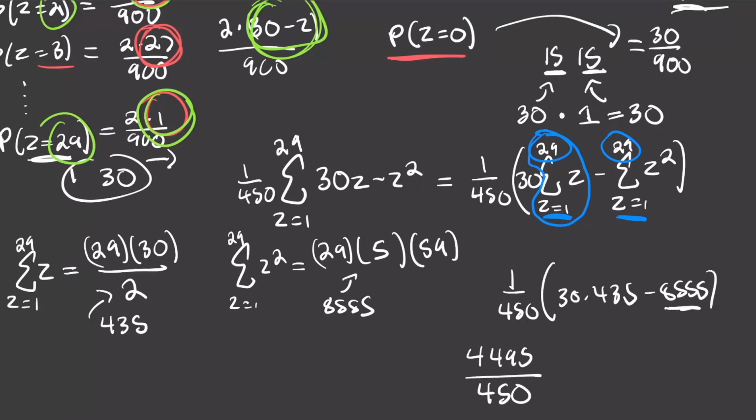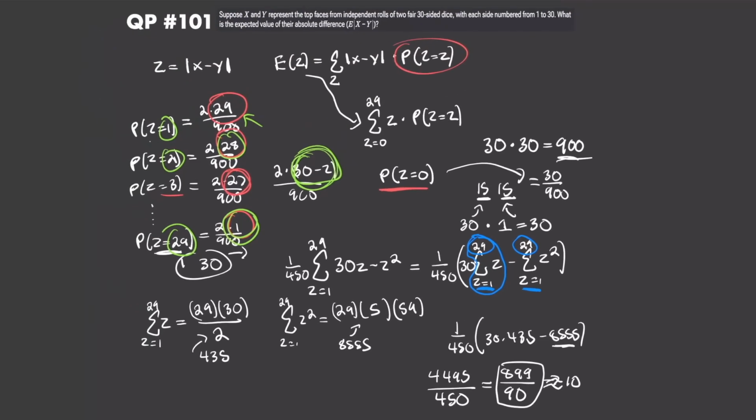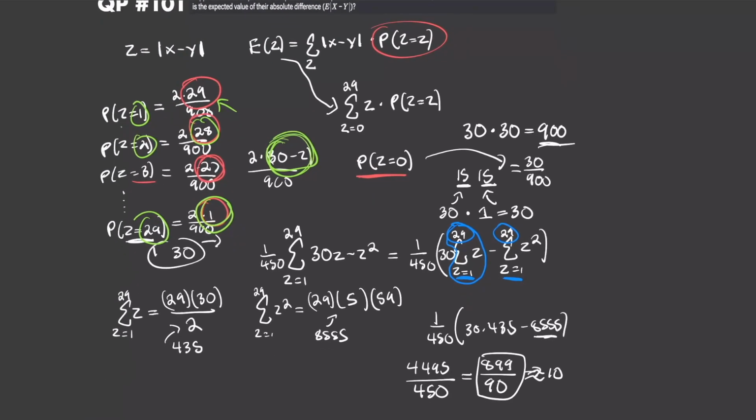Now to get this in lowest terms, I can divide both top and bottom by 5, and when I do that, on top I'm going to get 899, and on the bottom I get 90, which is going to be in lowest terms, and this is roughly 10. It's pretty close to 10, 9.98. So yeah, just using definition of expected value here, not many tricks that we can use like linearity of expectation, we just have to do it straight up.